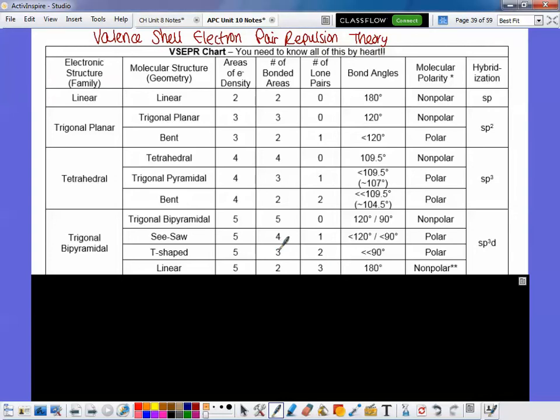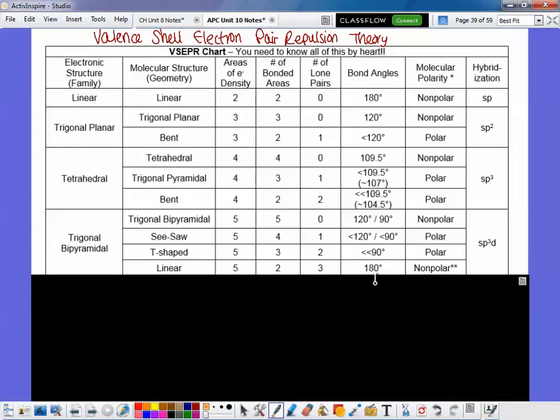In trigonal bipyramidal, we have 2 main sets of bond angles, 120 degrees and 90 degrees. So for seesaw, those 2 bond angles are going to be a little less than 120 and a little less than 90. T-shaped, it's just really less than 90. And again, this will make more sense once we start looking at these structures. Linear is going to be 180 degrees.